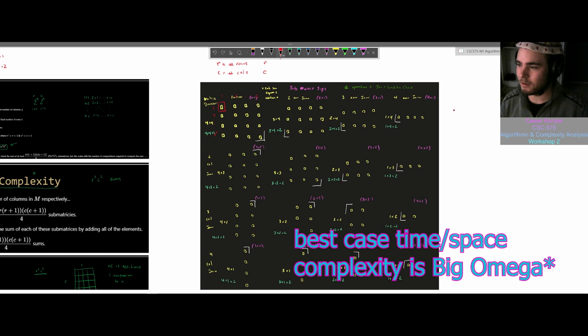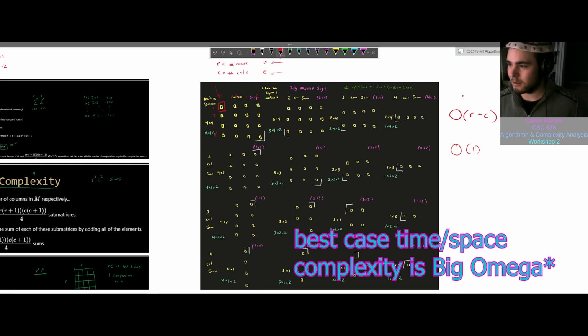So the best case time complexity is big O of R plus C, and that's just because we need to compute R and C. Similarly, we can look at the best case space complexity. Storing R is constant space, storing C is constant space, and checking this value takes no space. So the best case space complexity is big O of 1.